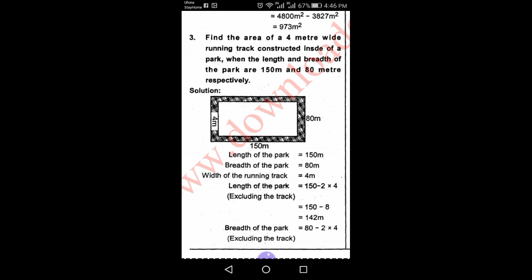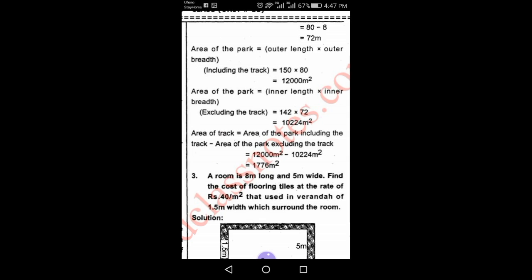Breadth of the park is equal to 80 minus twice the width. 2 into 4 is equal to 8. 80 minus 8 is equal to 72 meter, the breadth of the inner rectangle. Now find out the area of the park, the large rectangle or the outer rectangle, by multiplying outer length into outer breadth.